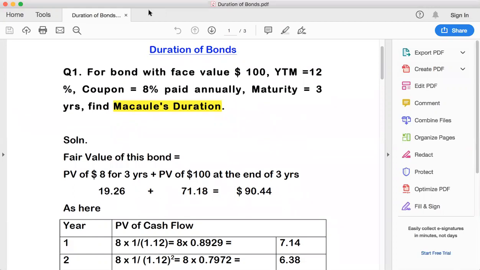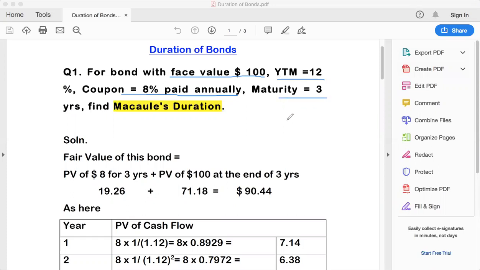So we will begin with problem number one, which is going to give us an idea of Macaulay's duration, right? So here the problem statement is like this, that we have been given a bond which is having a par value of $100. This is the discount rate, 12%. It's paying annual coupon of 8%. That means annually this bond is going to give us 8 rupees every year till its maturity, which is 3 years. And we have to find Macaulay's duration.